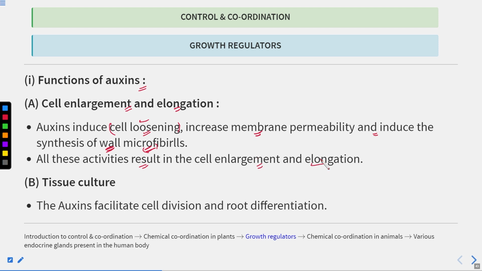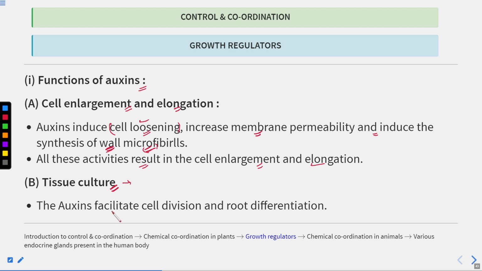Now the next role of auxins is in tissue culture. In tissue culture, what happens? It is a kind of artificial growing of plants for getting the desired result. We select the desired traits, and then using the methods of tissue culture, we can develop a desired plant that has all the desired characteristics.